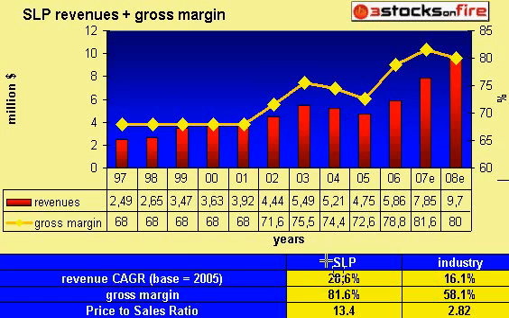Gross margin for SLP is 81.6%, and the industry average is lower at 58.1%. But the problem here is the price to sales ratio is very high for SLP at 13.4. So the company's value is 13 times more than one year's revenues, and I've considered 2007 for this calculation, not 2006, or it would be even higher, and the industry average is just 2.82.